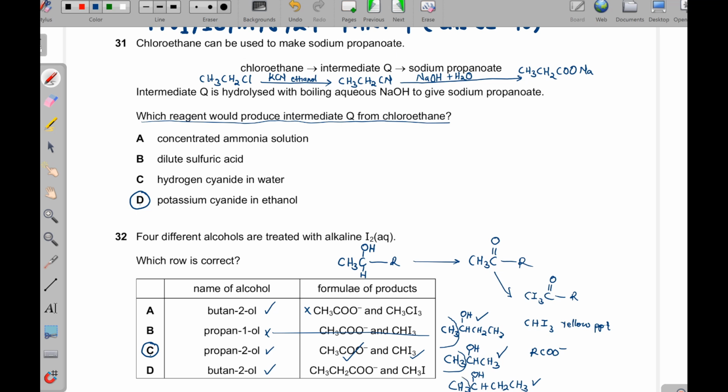When I take off this one here, the carboxylate is going to be CH3CH2COOH, which is okay here. But then the formula of triiodomethane is this one here, but they gave this one here, which is completely wrong. So that's why our answer is C.